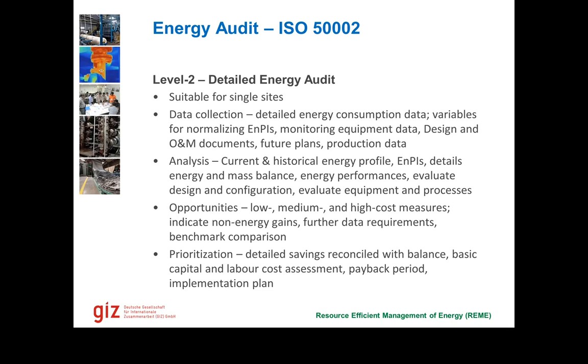We need to understand which variables can be used to normalize the performance indicator. So if we have a performance indicator that says that 4.5 megajoules of energy is used per ton of product, for example, then we need to also identify what are the variables that affect this 4.5. Does it always stay 4.5 or does it vary? And if it varies, where does the variation come from?